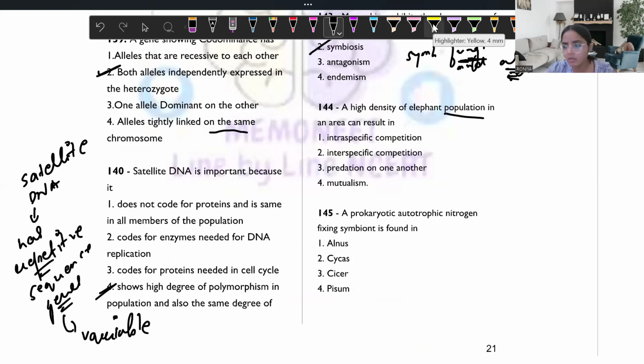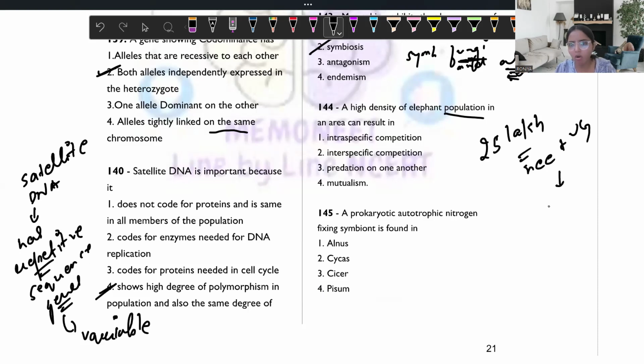A high density of elephant population in an area can result in, this is a very simple question, intra-specific competition. See, if there are so many human beings writing NEET, I'll give an example. There are 25 lakh aspirants who are writing the NEET UG examination this year. And all of us are human beings.